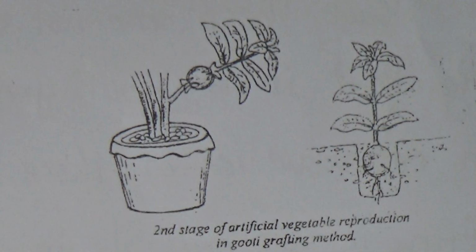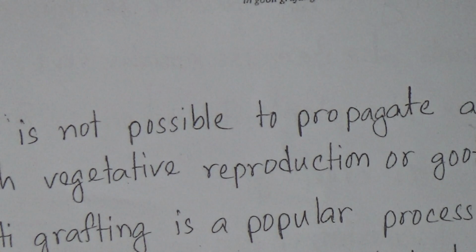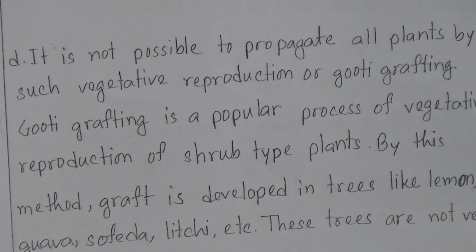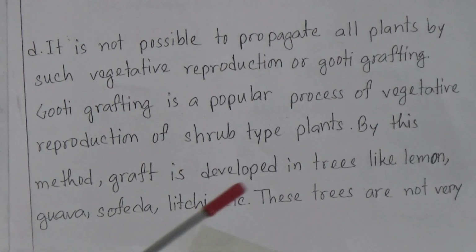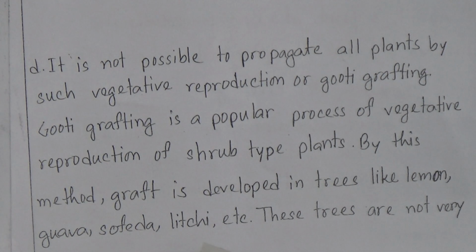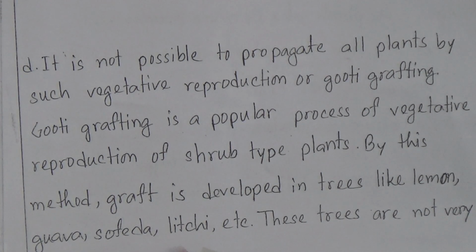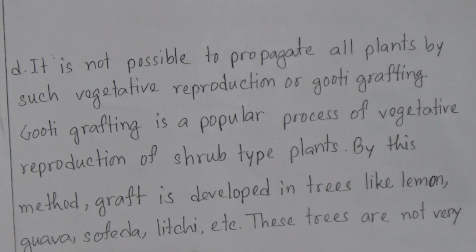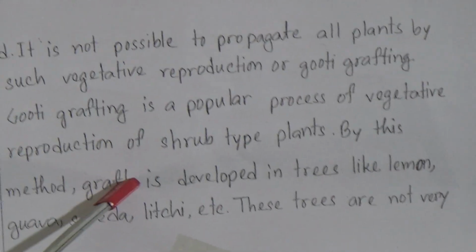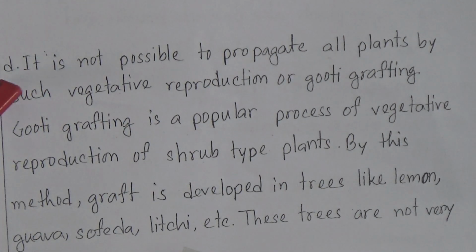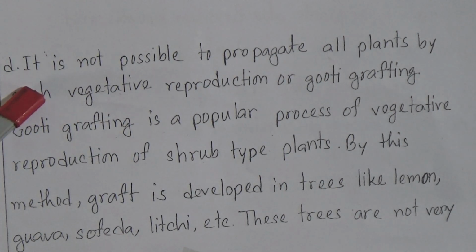And now, we will go to question number D. Whether this type of vegetative reproduction is possible in all plants or not, explain with arguments. And we all know that goody grafting is suitable for shrub-like plants, and it is not suitable for big trees, and it is also not suitable for vine plants. So, let us read. There is a sample answer.